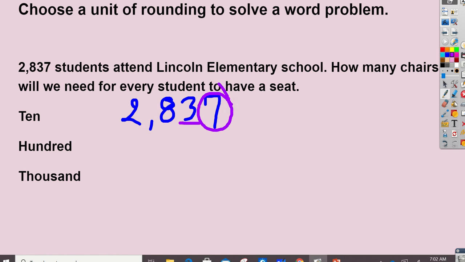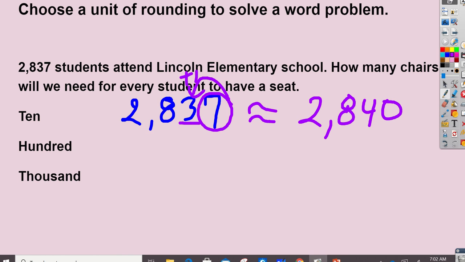7 is going up on the roller coaster. So we just have to add 1 more to 3 and rewrite the digits, making this 2,840. We will have enough chairs for everyone if we round it to the nearest 10. We will actually have some left over because from 37 to 40, we will have extra.